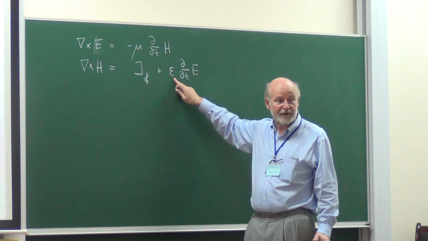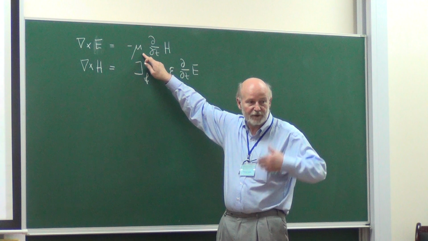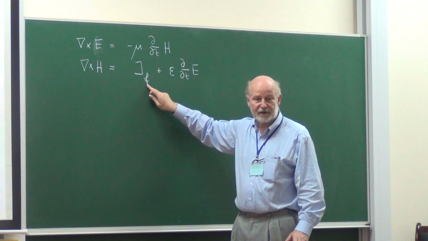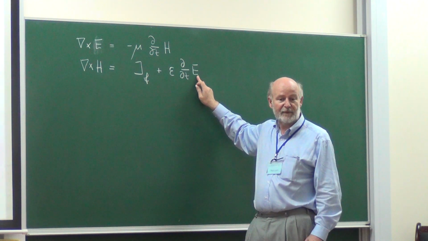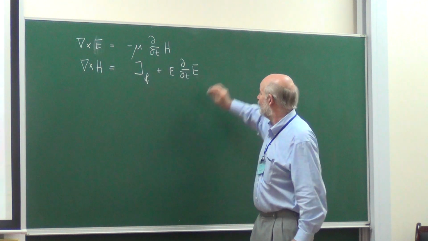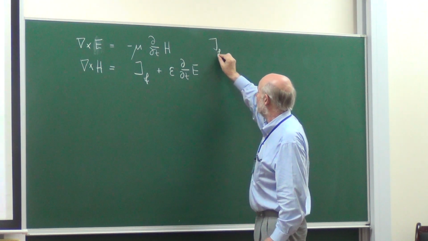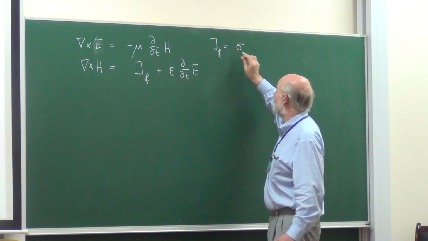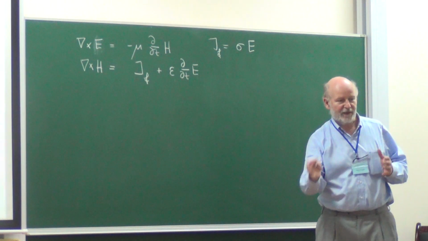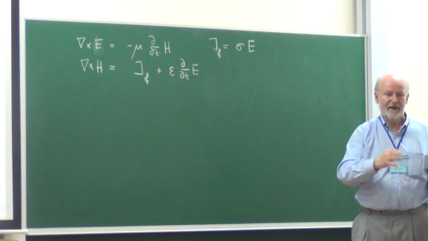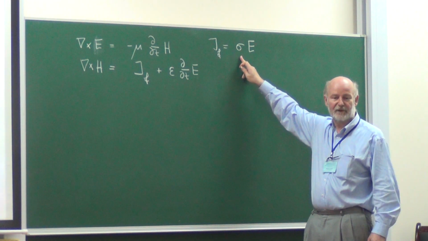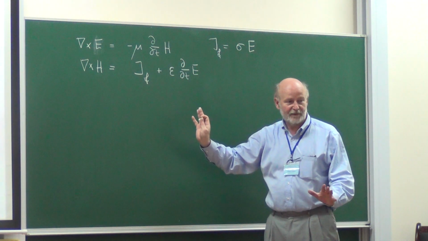These are the material-dependent constants. They could depend on where in the material you are. And this is a free current, which again is related to the electric field. Typically, the model for this is that the free current is equal to the conductivity times the electric field. So you have a relation between the electric field and the current, and there is something called the conductivity of a metal or whatever, and these are the equations.